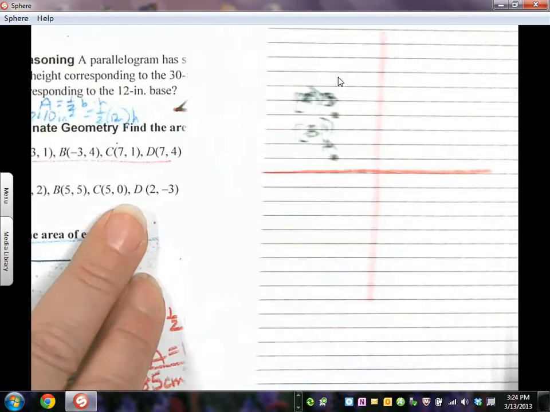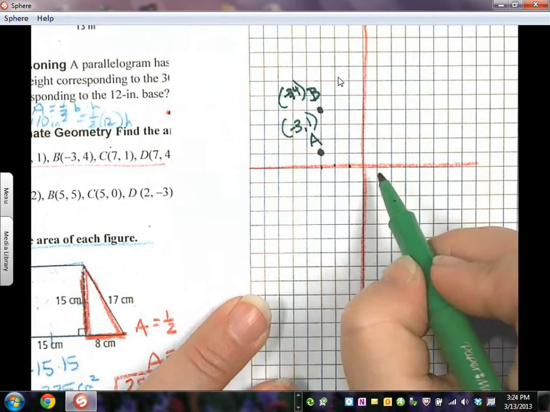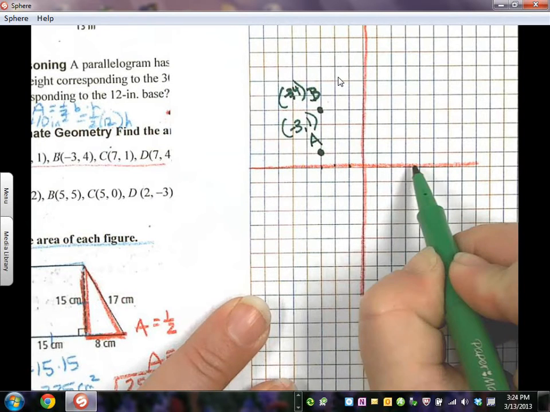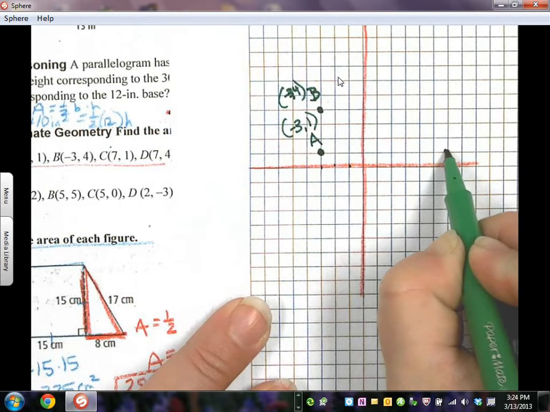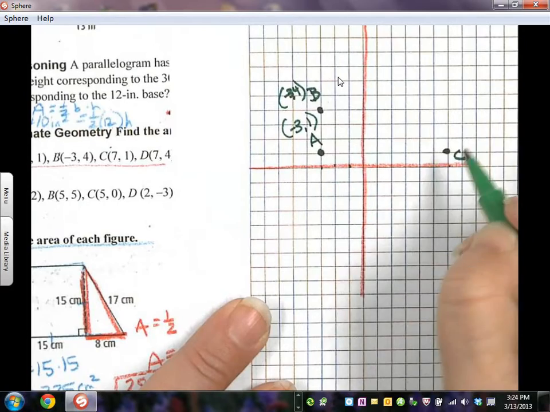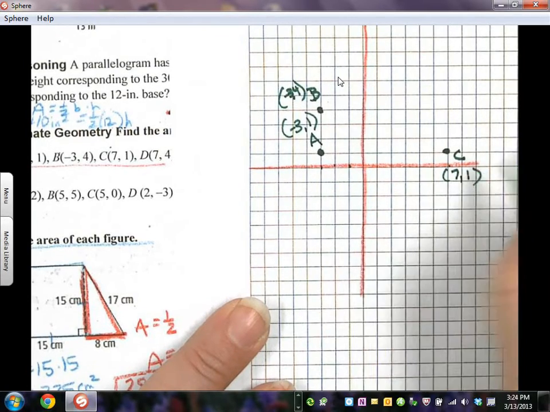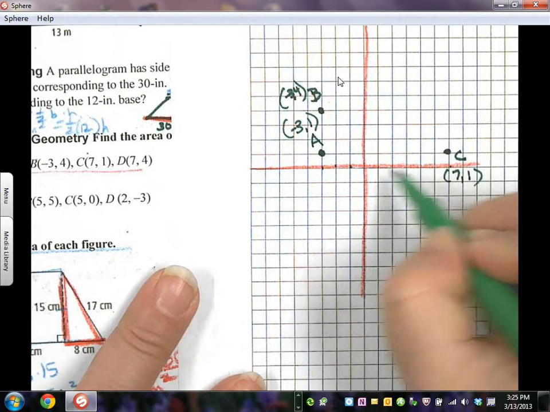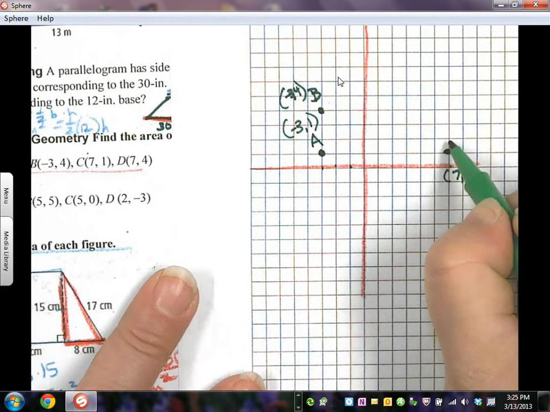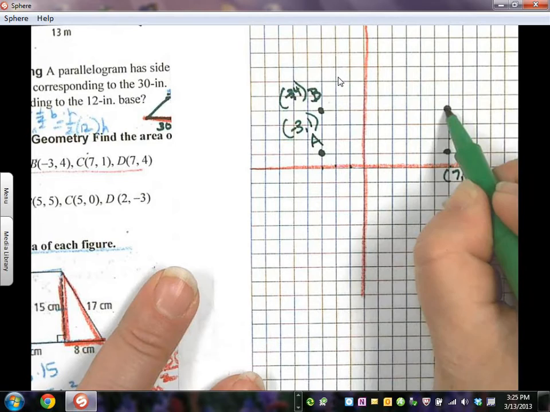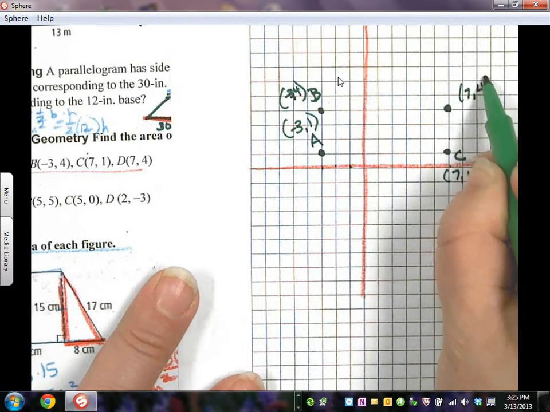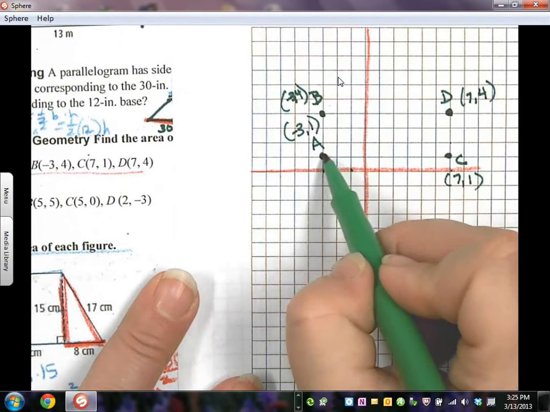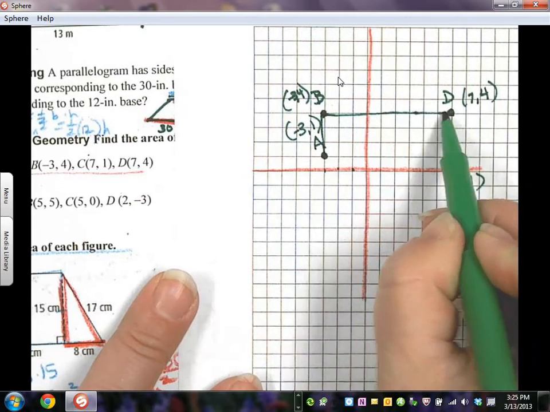And then I go to C, which is +7: 1, 2, 3, 4, 5, 6, 7, and up 1. This is C, and this is 7, 1. And then we go to D, which is 7, 4. I know this is 7 and up 4: 1, 2, 3, 4. So here's my polygon. Can you tell what shape it is?